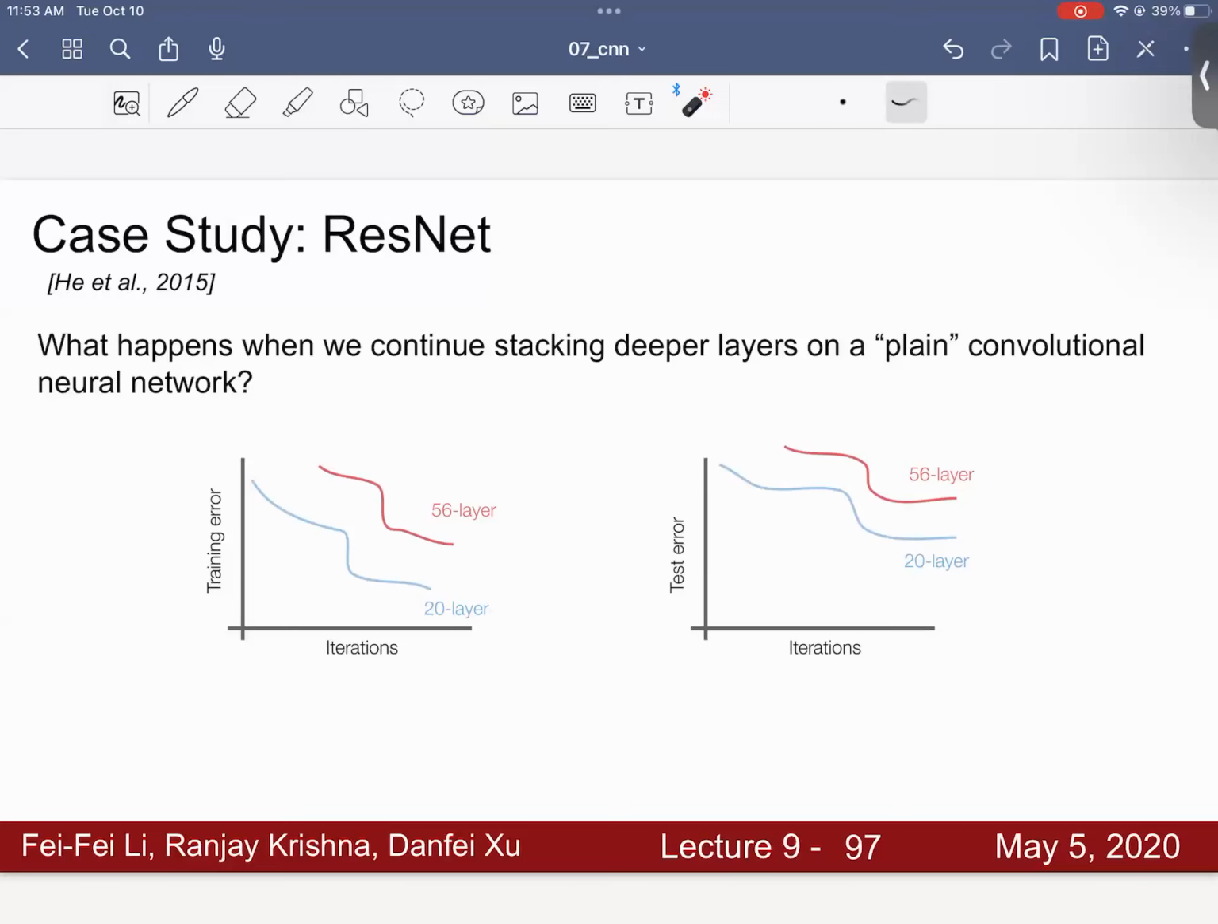Can you call this underfitting or overfitting? It's neither, probably, right? Because if it were overfitting, at least the training error should be lower than this one, because this is a larger capacity model. It has more layers, right?